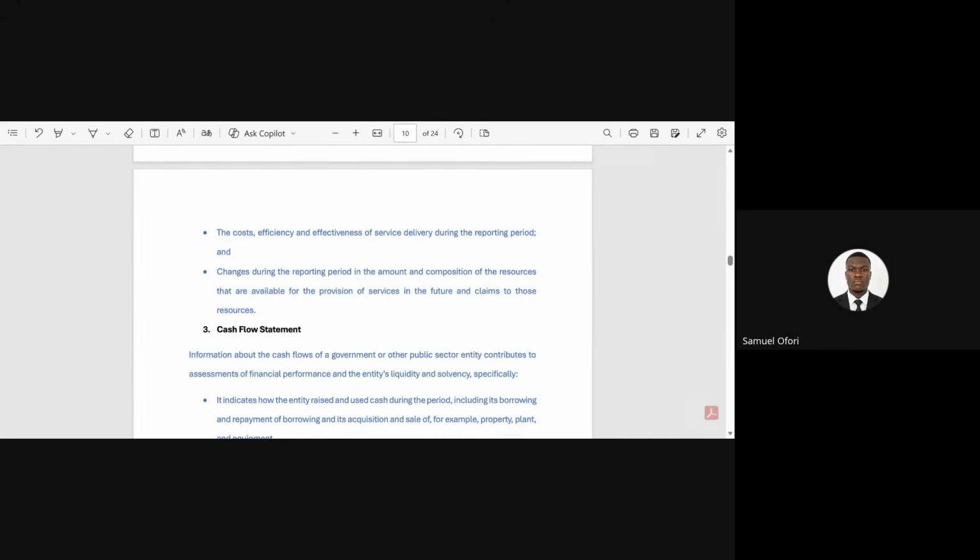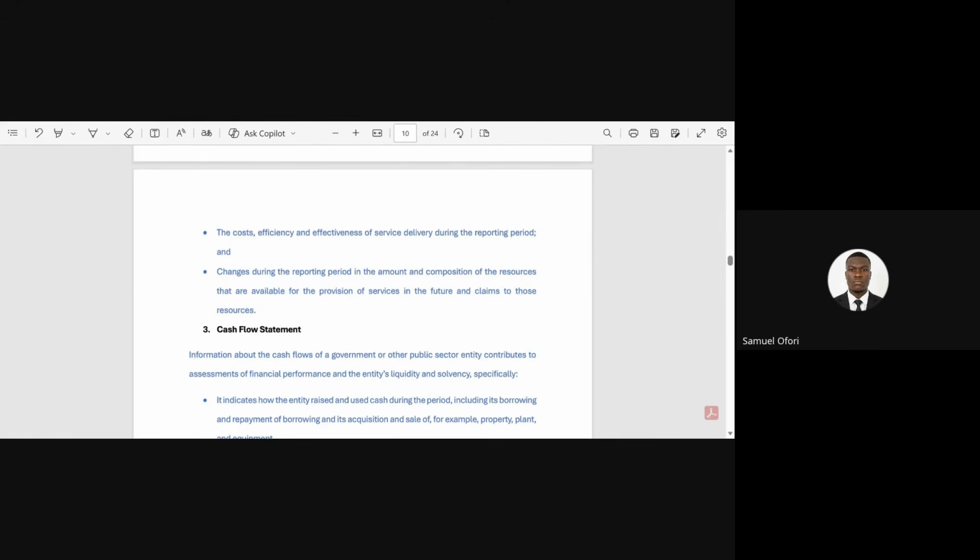Also, we have the cash flow statement. The cash flow statement also shows how cash was received and where cash was received from, and how we spent our cash. So cash inflow and cash outflow. Okay. So information about the cash flows of a government or other public sector entities contributes to the assessment of financial performance and entities' liquidity and solvency. Okay, so that's all about the cash flow statement. The cash flow statement is going to show you how you got your cash and how you spent it, and at the end of the day, the balance will be your cash left in the entity. Okay, so that's that for the cash flow statement.